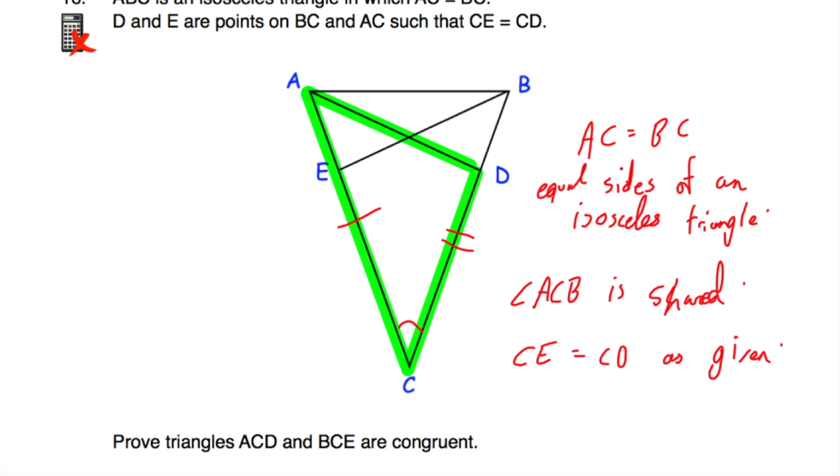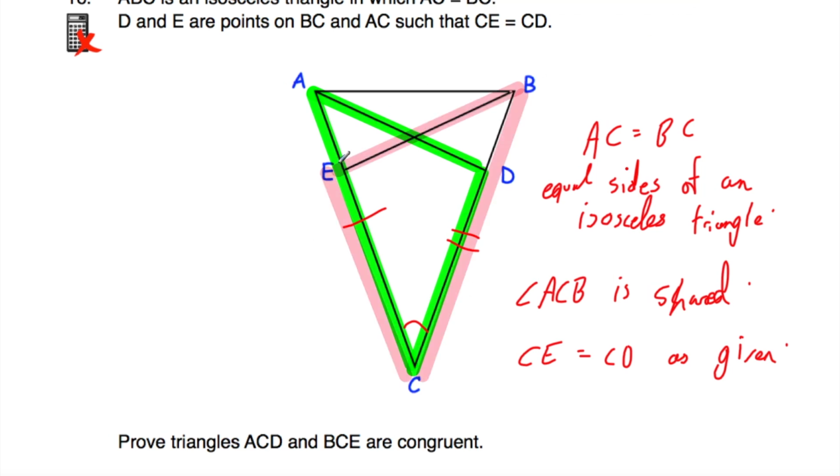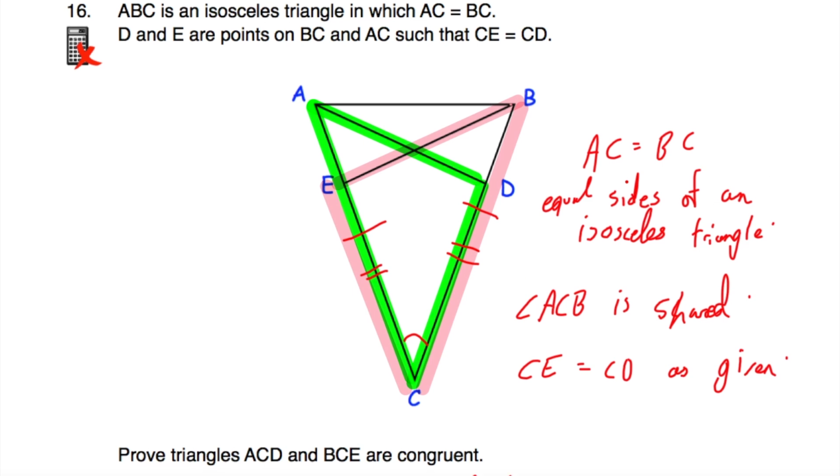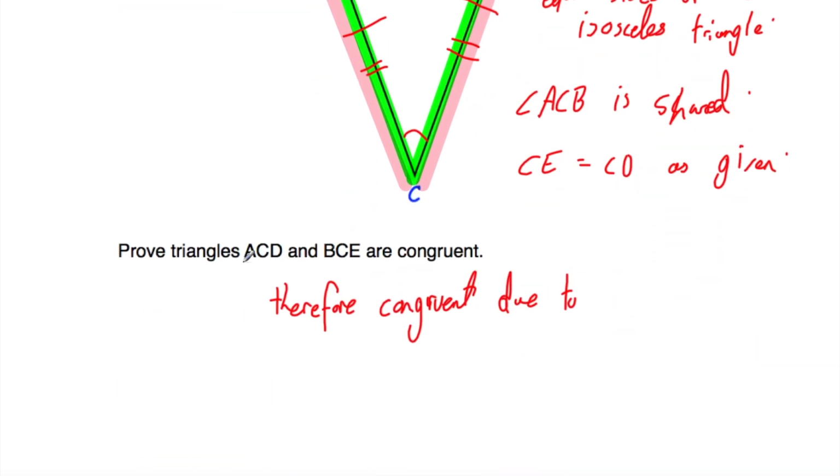And then if we have a look at that other triangle, we've also got that this side here was congruent to that side there. And then we had that shared angle. So side, angle, side, those two triangles are congruent. So let's write that down. We've got that side, that angle, and that side, that SAS. So we know those two triangles are congruent. So ACD is congruent to BCE due to side, angle, side. And that's it.